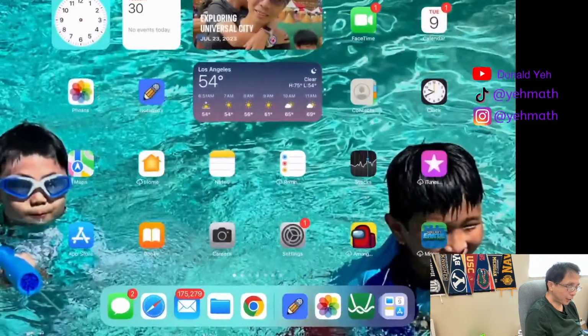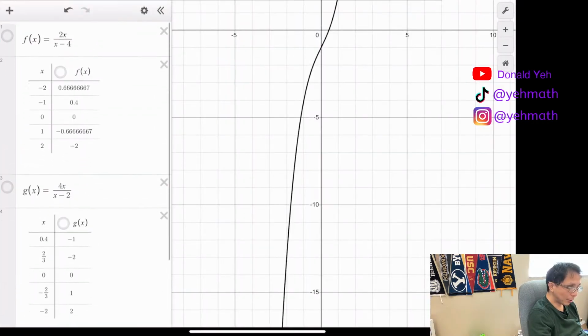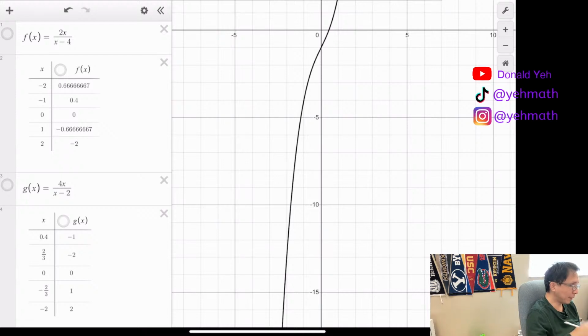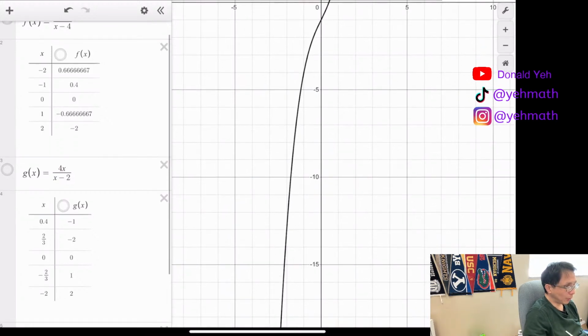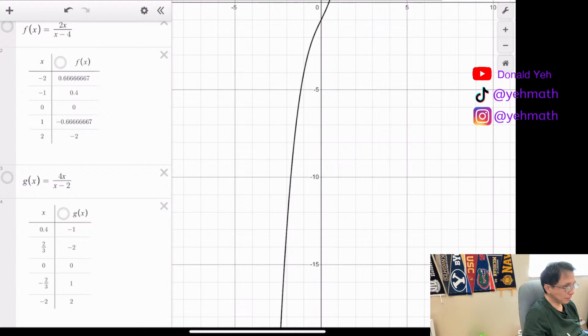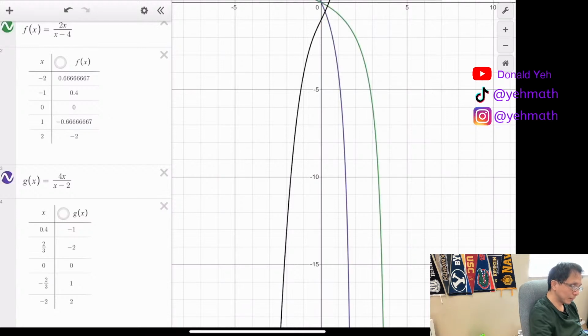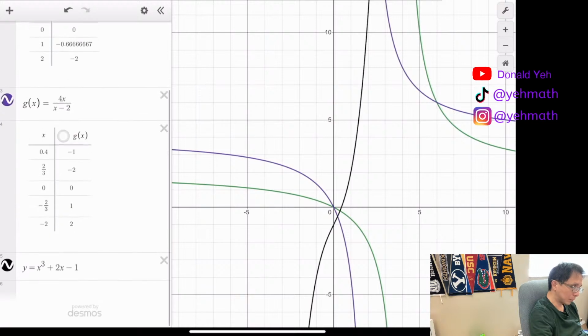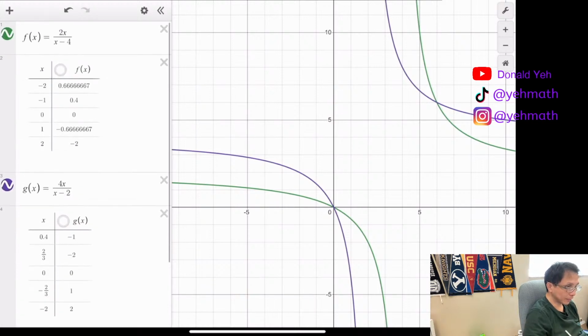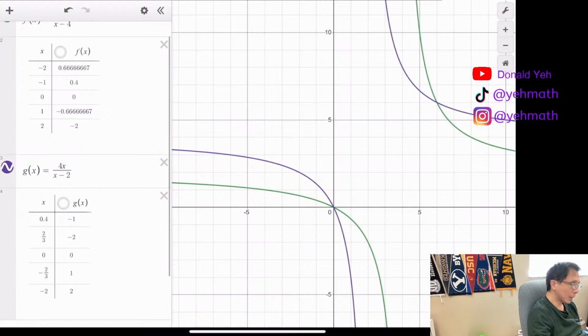So I'm going to grab 2x over x minus 4. So 2x over x minus 4. And I'm going to grab the inverse, which is 4x over x minus 2. Now I want you to see, did you see something there in the table? Do you see something that is interesting? What do you see? They flip, right? X and Y flip, right? 2 over 3 is 0.6666667. So if I type in 2/3, then it's going to give you -2, which is exactly like the first coordinate.